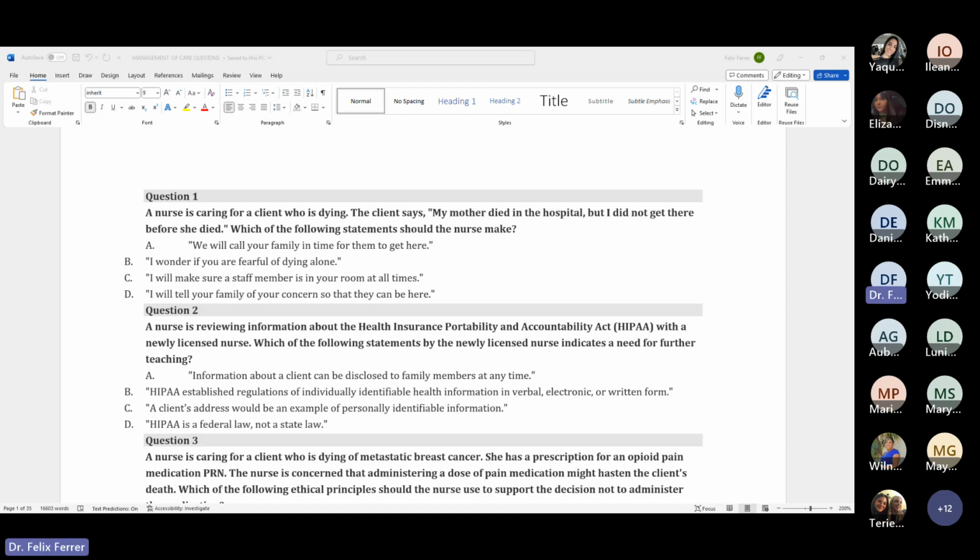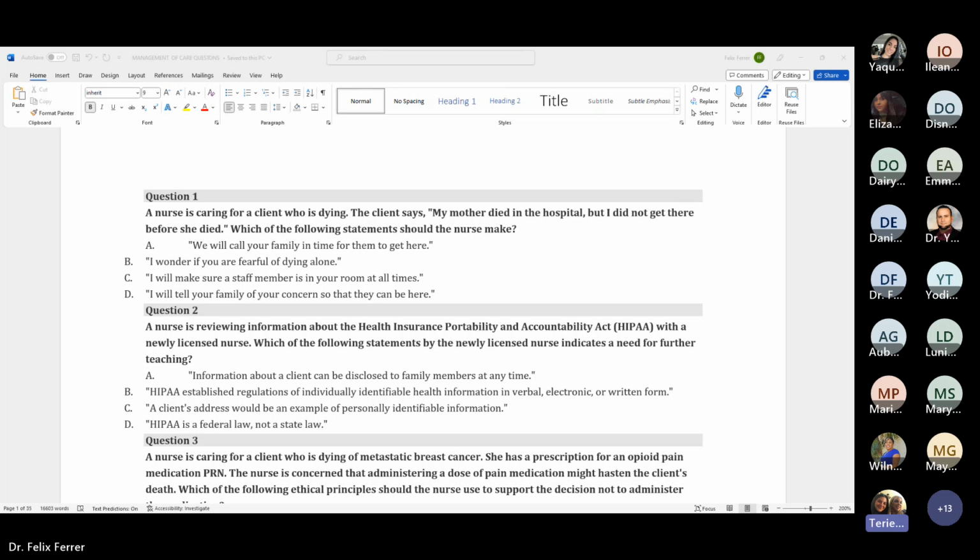My mother died in the hospital, but I did not get there before she died. Which of the following statements should the nurse make? Choose something to express the patient's feelings and concerns. Allow the patient to do that. Always.